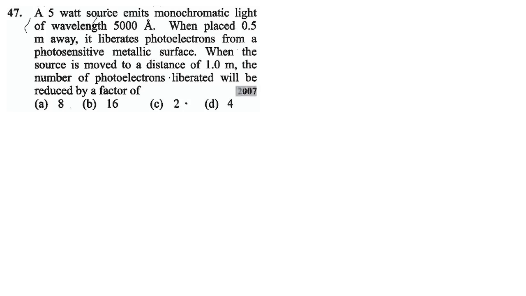Look at this question. A 5-watt source emits monochromatic light of wavelength 5000 angstrom. When placed 0.5 meter away, it liberates photoelectrons from the photosensitive metallic surface. When the source is moved to a distance of 1 meter, the number of photoelectrons emitted will be reduced by what factor? That is the question.